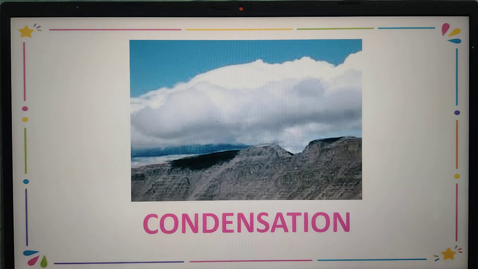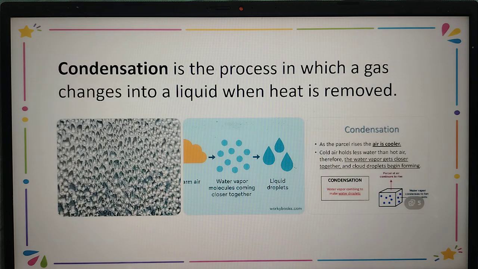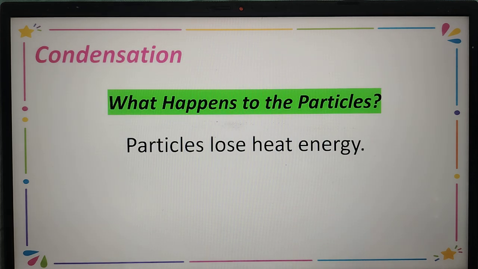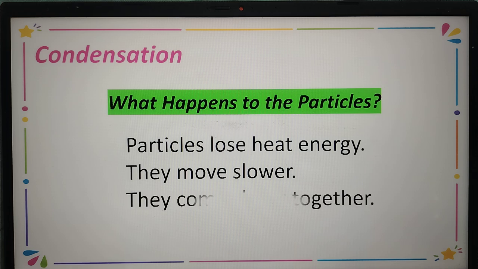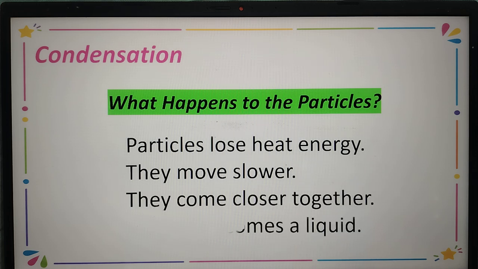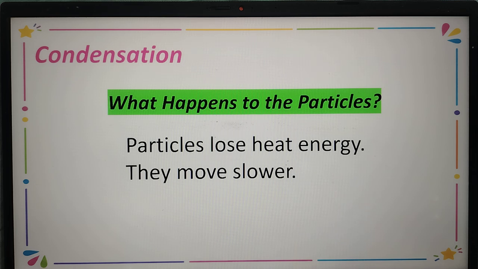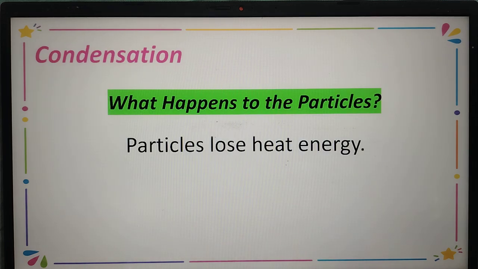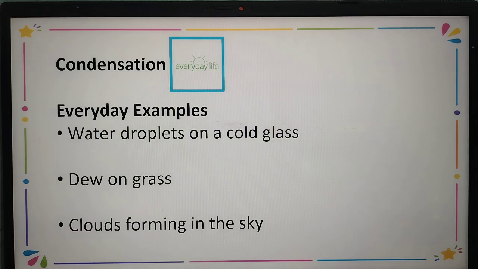Condensation is the process in which a gas changes into a liquid when heat is removed. What happens to the particles? Particles lose heat energy, they move slower. They come closer together, the gas becomes a liquid. And that's the reason why we have the clouds. It's all about condensation and more.